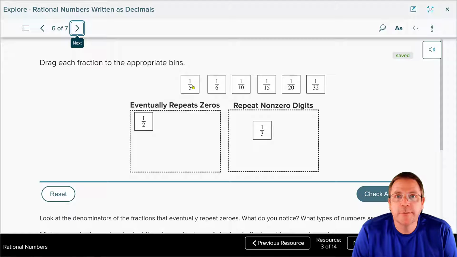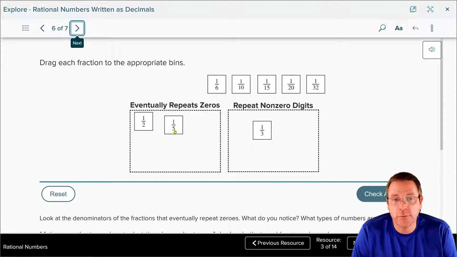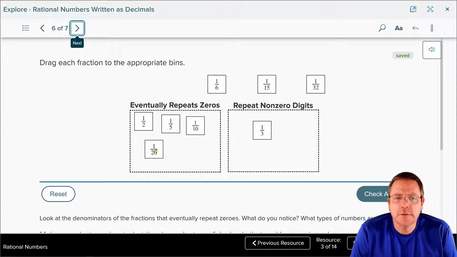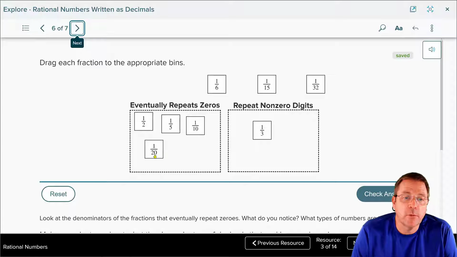1/5, that becomes 0.20000. I know 1/10 becomes 0.1000, and 1/20 is going to be 0.05000. The rest of these I'm not so sure about.